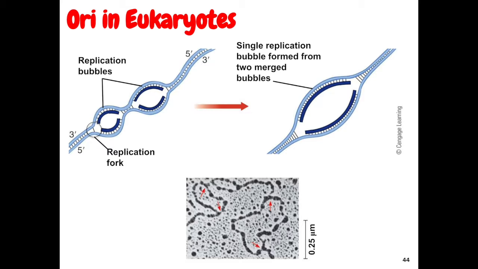Another reason why replication bubbles help in eukaryotic DNA replication is that if we only had one, it would take way too long for replication to occur. We estimate, I think it's around 5 times 10 to the fourth, replication bubbles or origins of replication inside the human chromosome. And given that we have about 23 chromosomes containing about 3 billion base pairs, we need as many replication bubbles as possible to be able to feasibly replicate the DNA in a short time period.